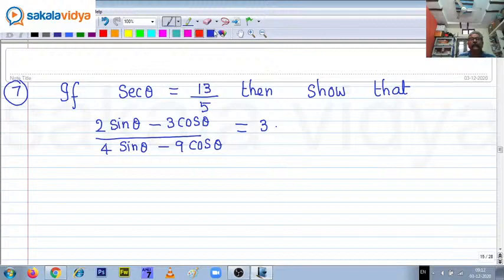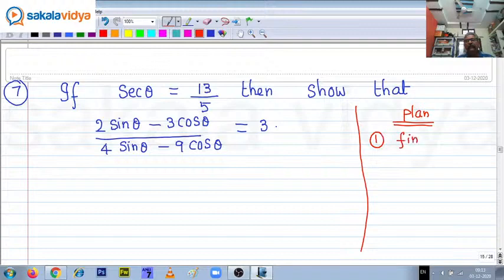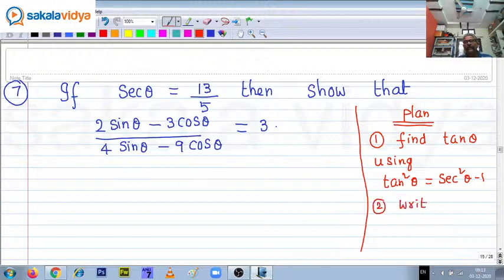So first I give the plan. What is the plan? I have this idea, you may have some other idea. First find tan theta, using tan square theta is equal to secant square theta minus 1. Substitute the sec theta value here, you get the tan theta value. Next, write tan theta is equal to sin theta by cos theta. That means indirectly the sin theta by cos theta value will be known.